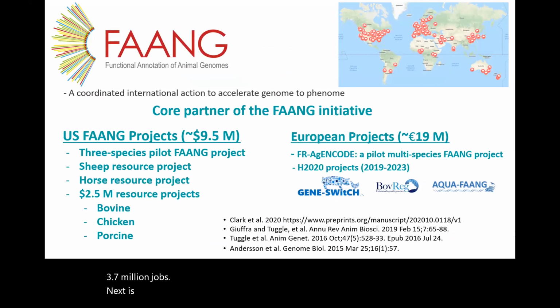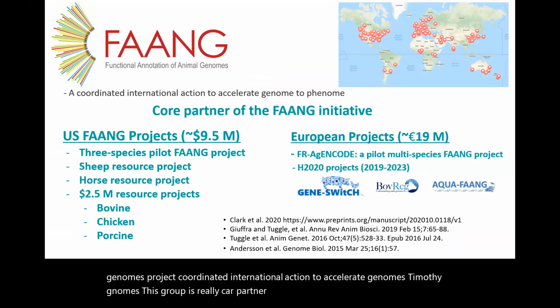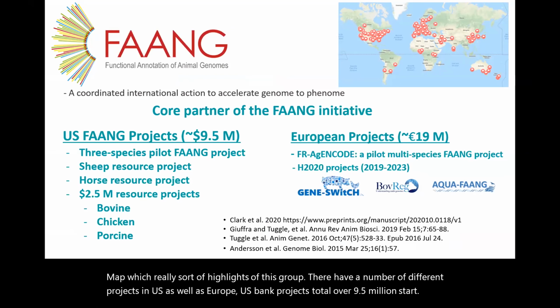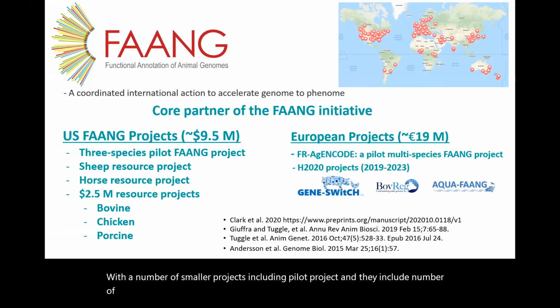Next is the Functional Annotation of Animal Genomes project, FAANG, a coordinated international action to accelerate genomes to phenomes. This group is really a core partner of scientists that are engaged in FAANG initiatives. You can see up at the top a map, which really highlights the breadth of this group. They have a number of different projects in the US as well as Europe. US FAANG projects total over 9.5 million. We start with a number of smaller projects, including a pilot project, and they include a number of species-oriented projects, so sheep, horse, and some larger projects looking at functional annotation of the bovine genome and sheep, as well as porcine.